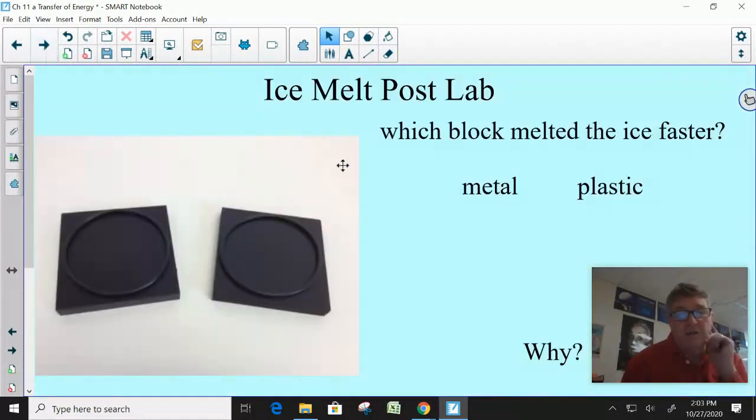So again, it's a trick question. The metal isn't hot or cold. It's the same temperature, but it conducts heat more quickly in and out of the material than the plastic does.